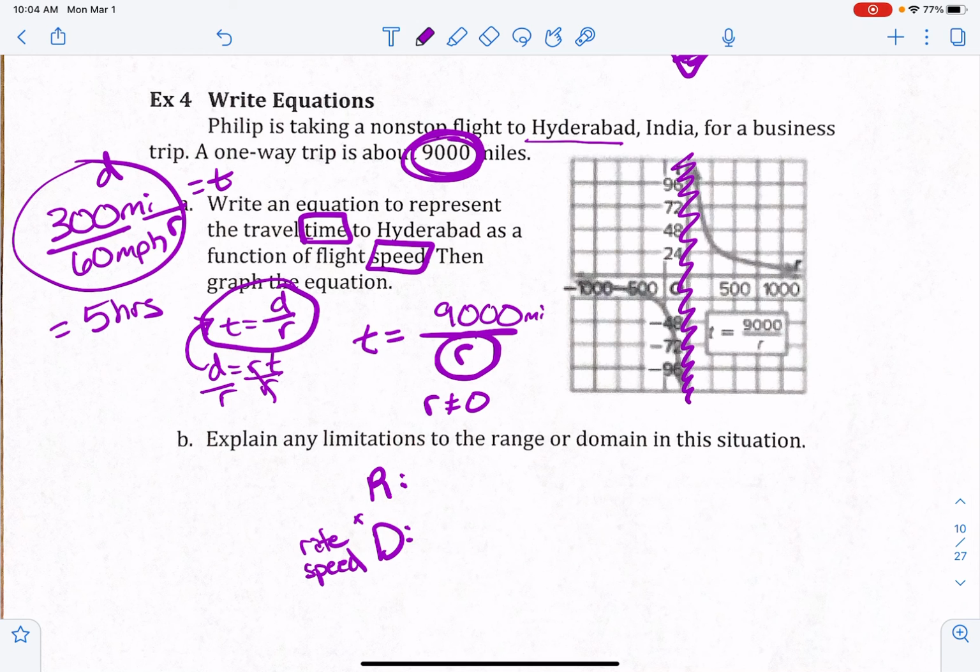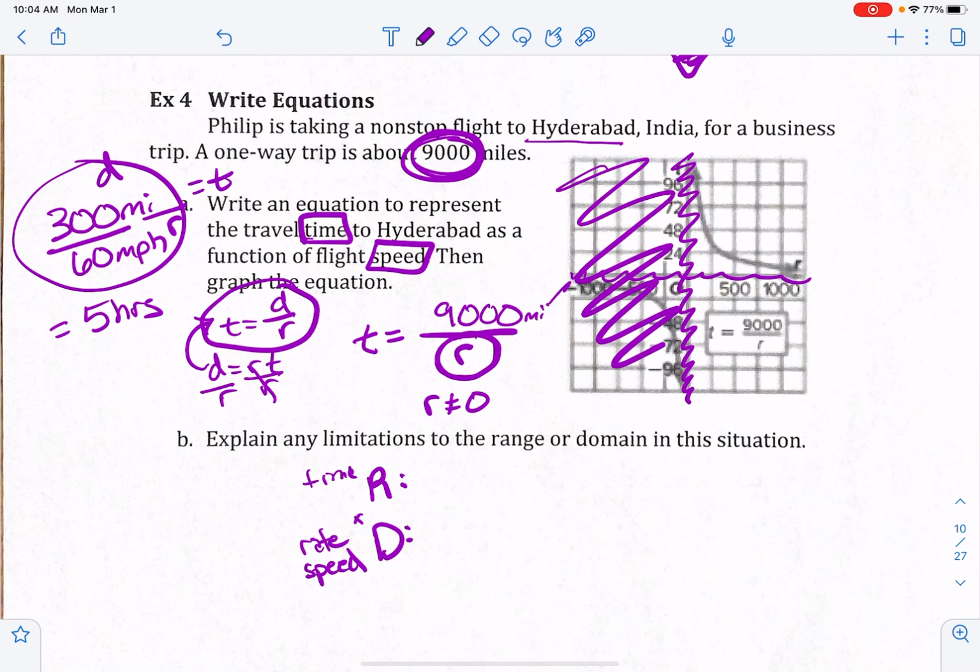So domain is speed, and then the range is going to be the time. So we have to talk about those. We know that we have a vertical asymptote and a horizontal asymptote here at 0, but in addition to that, really, it doesn't make any sense to do any of this or any of this because time can't be negative and speed can't be negative. Not even if you're going backwards, speed cannot be negative.